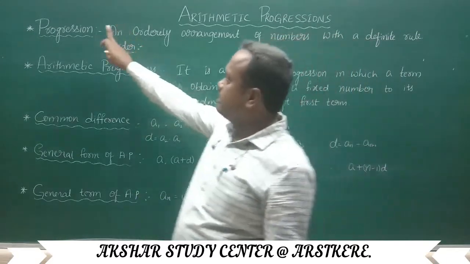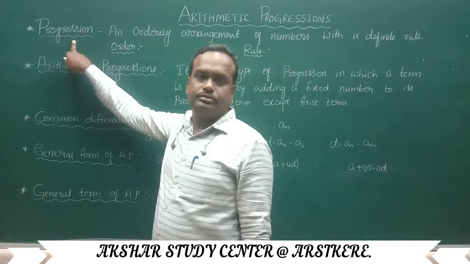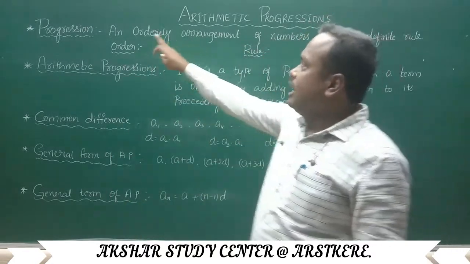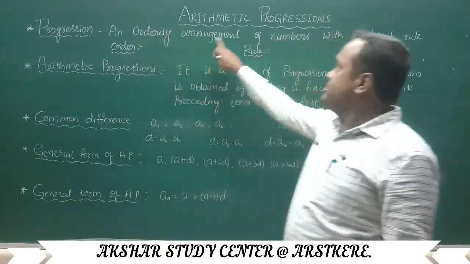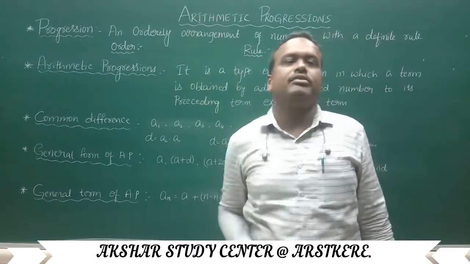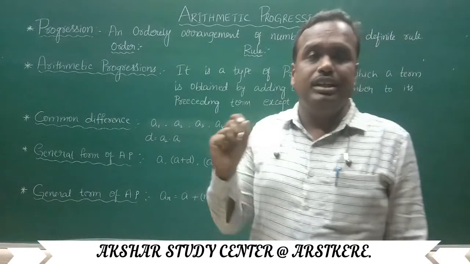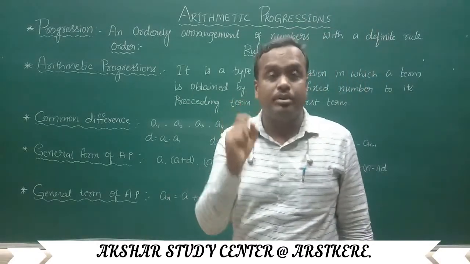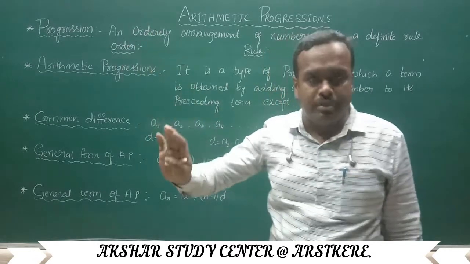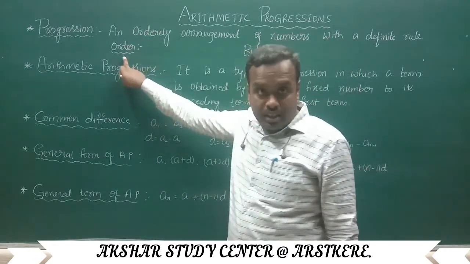See here the first one, progression. What do you mean by progression? Yes, the definition is there: an orderly arrangement of numbers with a definite rule. You know the definition very well. But in this definition, we have to memorize two things. The first thing, the given set of numbers should be in order.